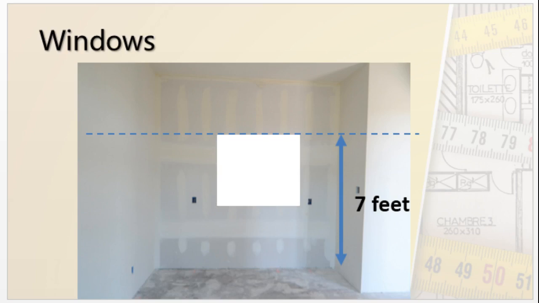So if a window is of height 4.6 feet, that means there will be 2.5 feet of space filled here with wall, and above that the window starts up to 7 feet.